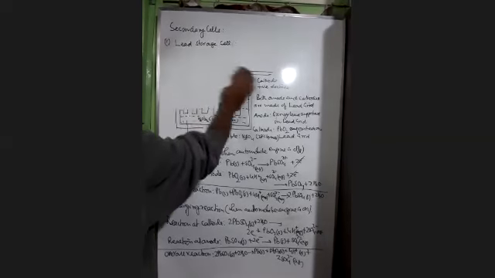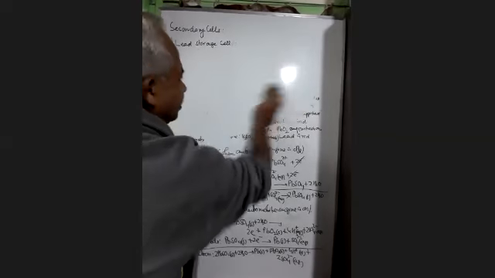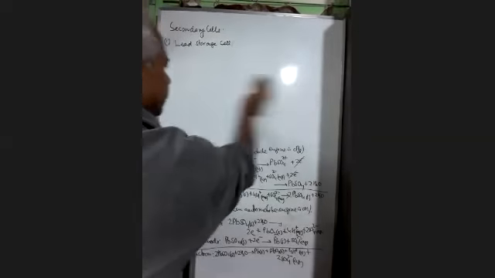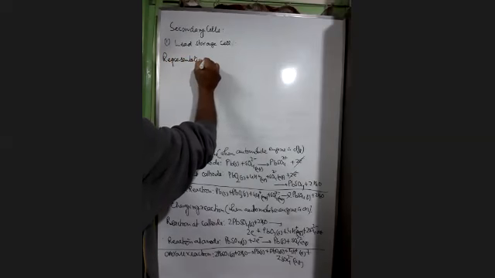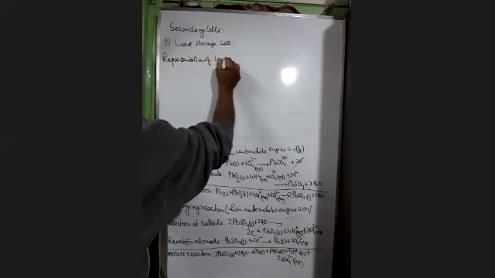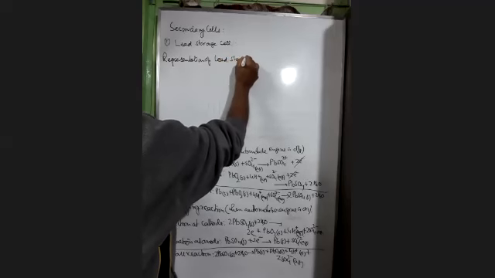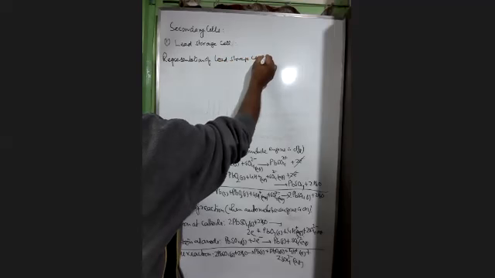How to write this cell, how to represent this cell, because every time you're gonna draw it. Okay, so representation of lead storage cell.